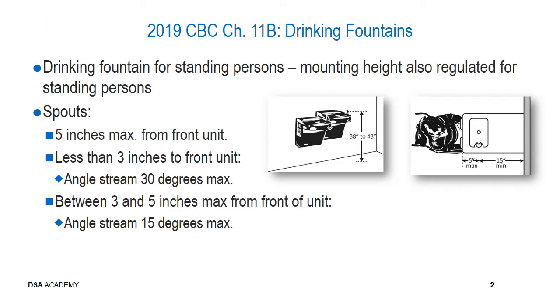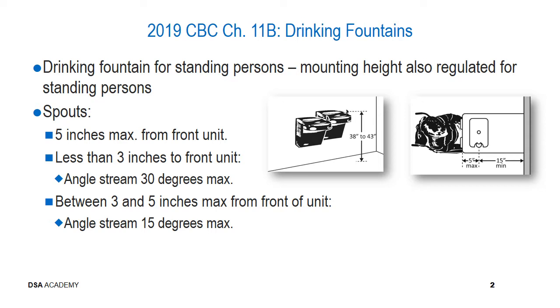Drinking fountains are regulated not only for persons who use mobility devices, but also for standing persons. The spout outlet for drinking fountains intended for standing persons is 38 to 43 inches above the finished floor or ground surface. For users of mobility devices, the spout outlet can be no more than 36 inches above the finished floor or ground surface. For users of mobility devices, the drinking fountains must provide a spout that is 5 inches maximum from the front of the unit.